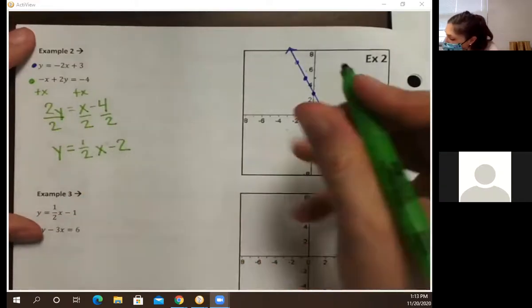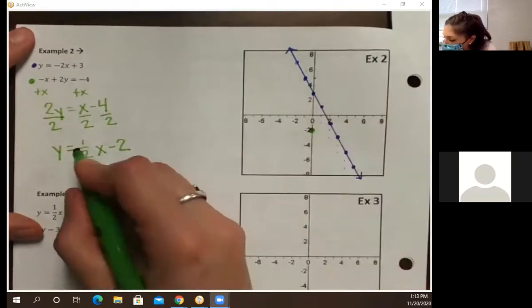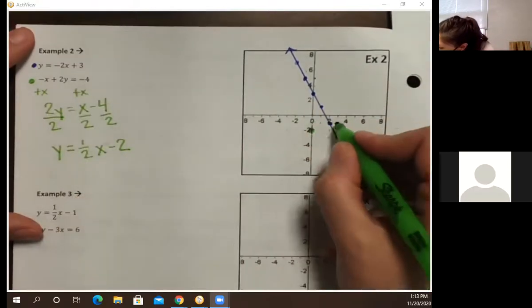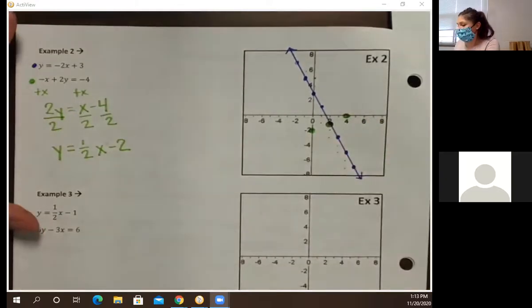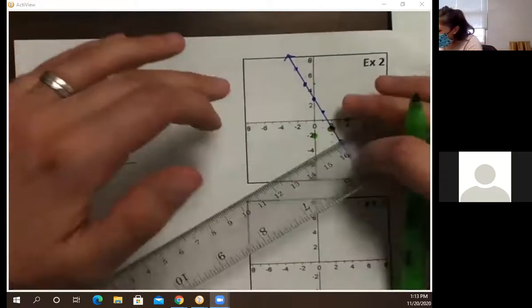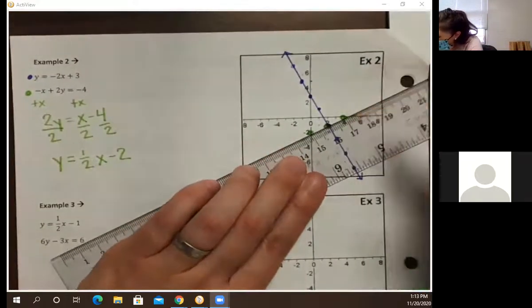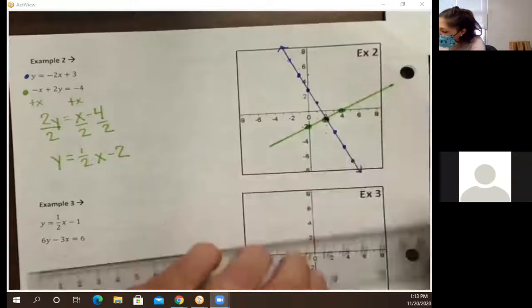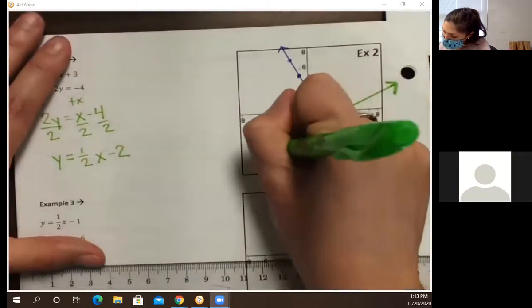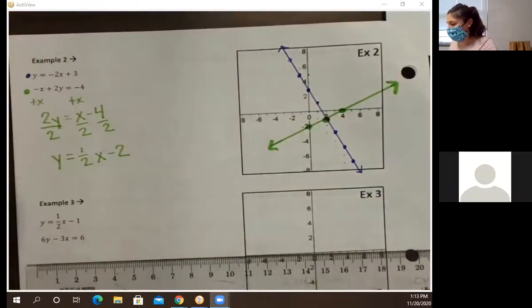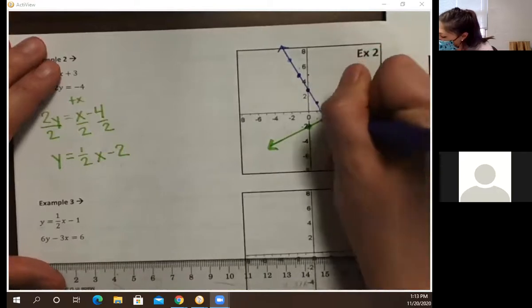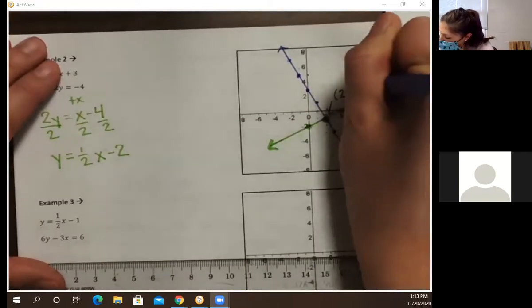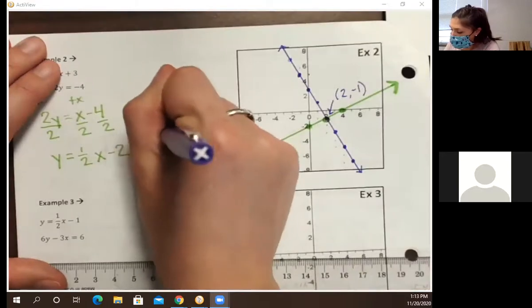I have a y-intercept at -2. And my slope is 1/2, so I'm going to go up 1 over 2, up 1 over 2. And at this point, I can see where my solution is going to be. So I'm going to stop plotting points there and sketch my graph. There's my solution at 2, -1. So over here, I'm just going to label that as my solution.